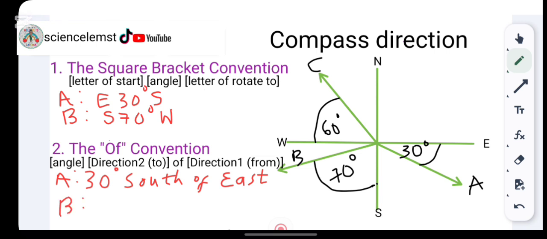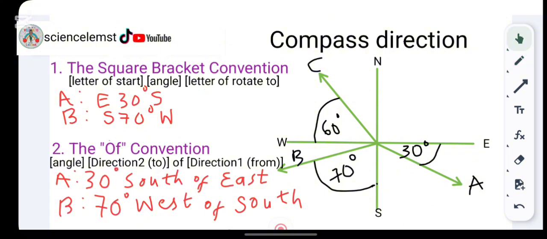If I use the "of" convention method, it will say what? I'm starting at the south, going to the west. The west of what? The west of south. At what angle? 70 degrees. So that will be 70 degrees west of south. Forgive my handwriting. I'm using my fingers to write. I do not own a stylus pen.